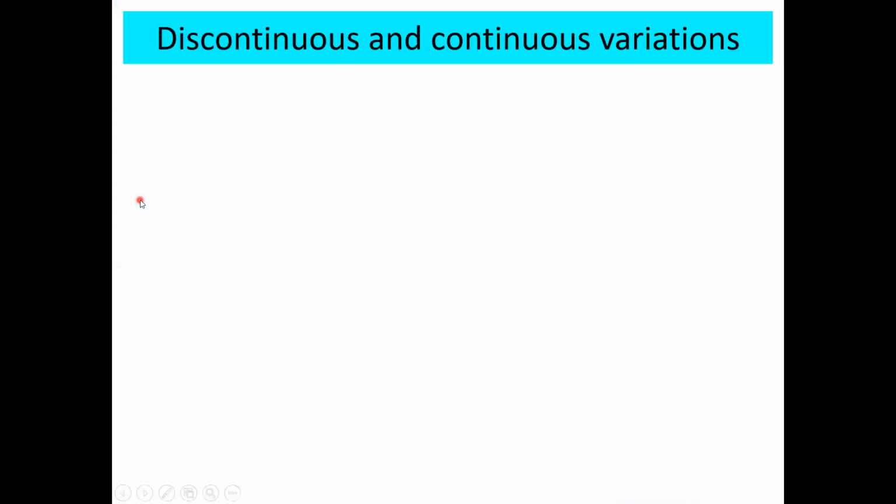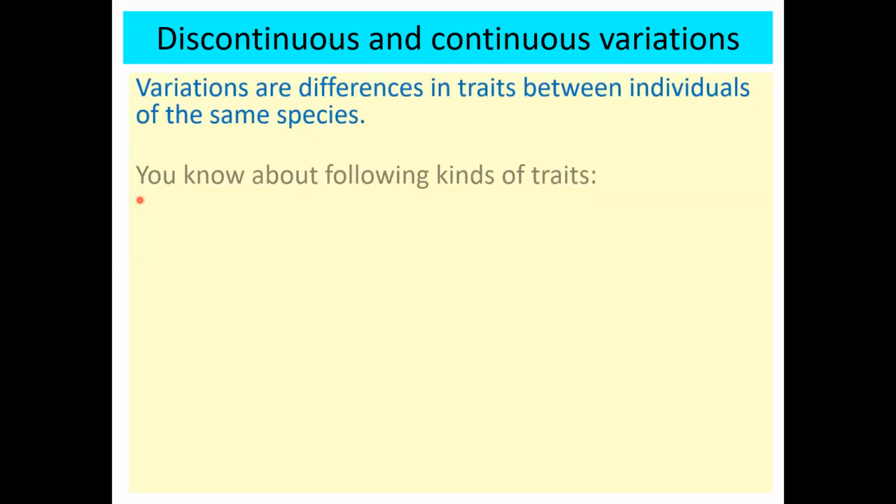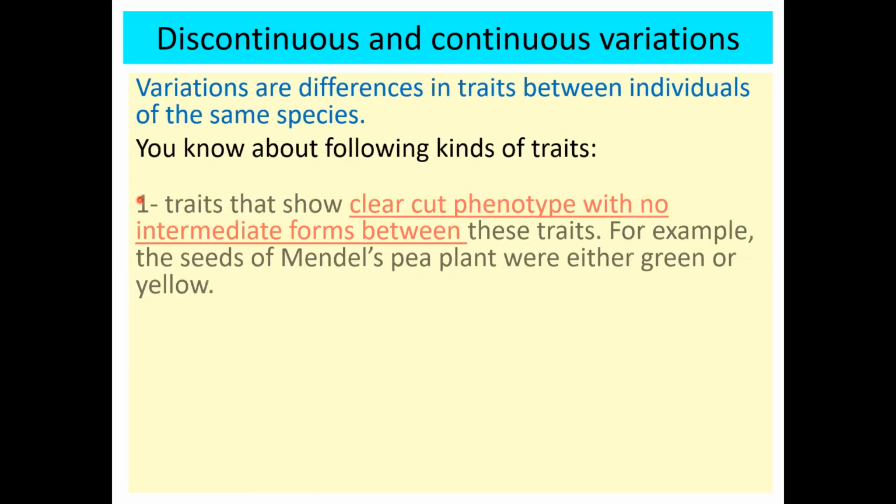Today we are going to discuss mutations, variations and selection, and the diseases which are related to the mutations. So, starting with variation, there are two types of variation. Number one is discontinuous and the other is continuous variation.